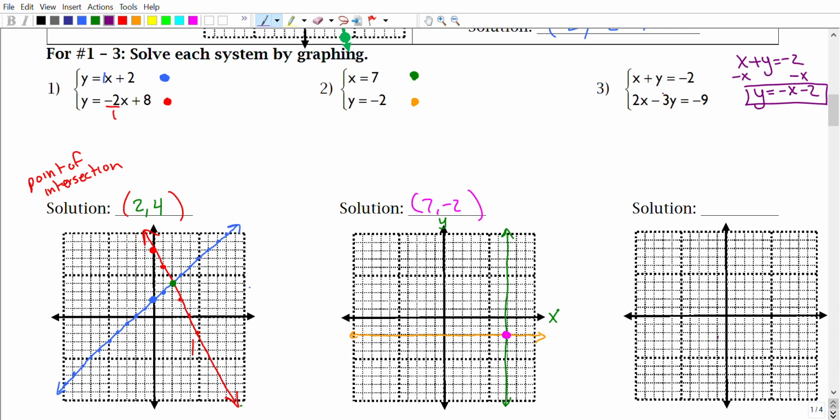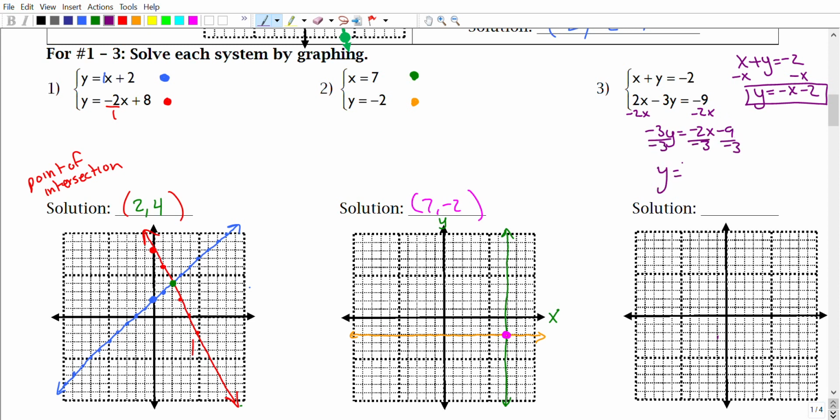Now this one, I'm going to also rewrite. So I'm going to get rid of my 2x here. Subtract 2x. So I get negative 3y equals negative 2x minus 9. Divide by negative 3.